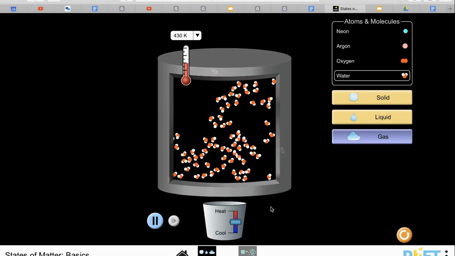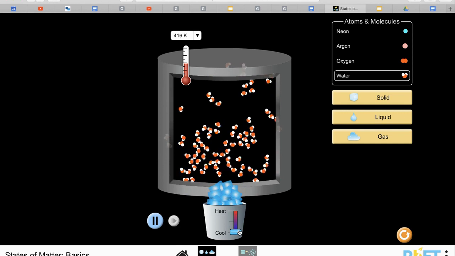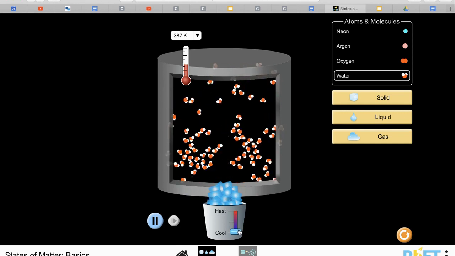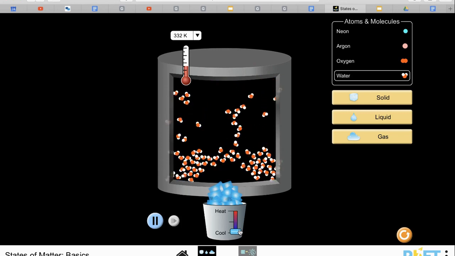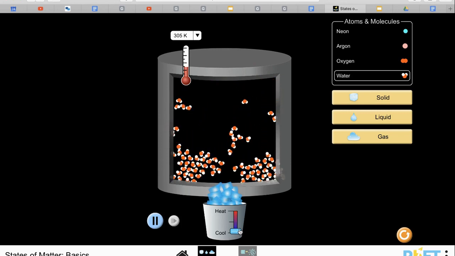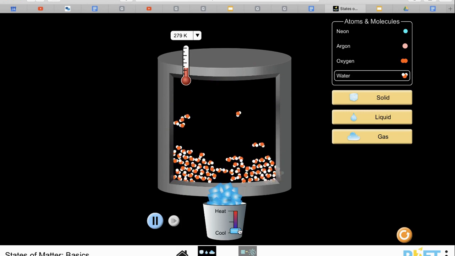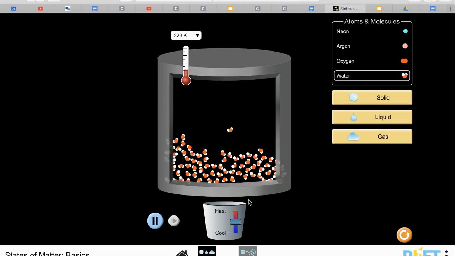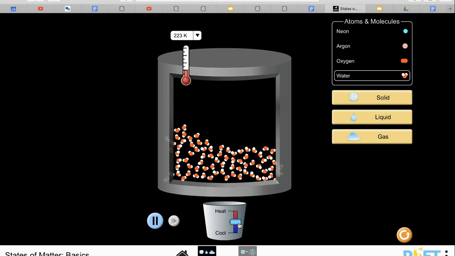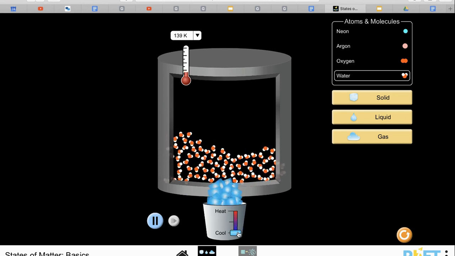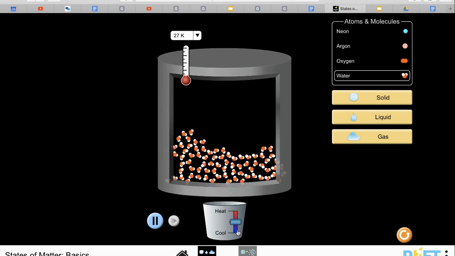And of course, we can go backwards as well. We can take a gas and cool it down. And as we cool it, the molecules slow down. They have less kinetic energy. So they start condensing, and the attractive forces pull them together. And then if we continue to cool, we can go back to a solid.